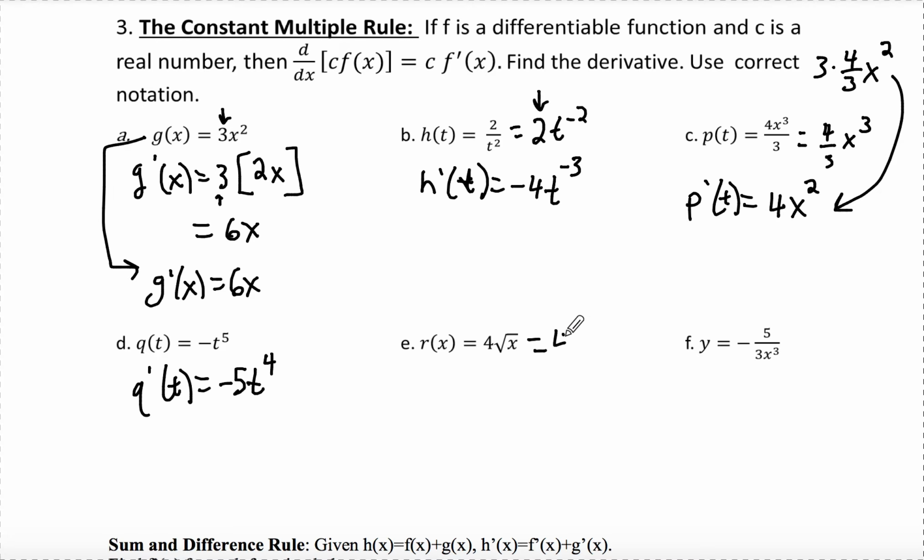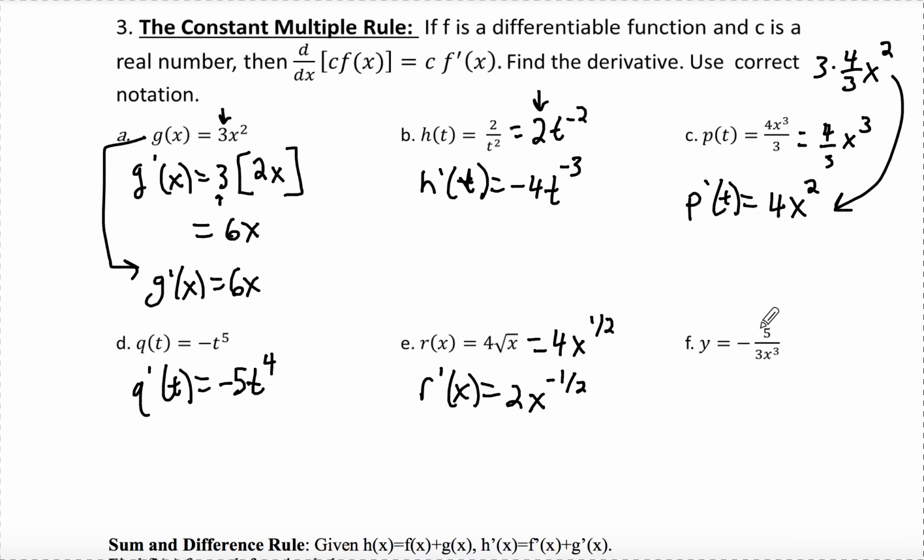4 square root of x, I've got to rewrite that, so that's 4x to the half power. So r prime of x, I'm going to bring down the exponent. 4 times half will give me 2. I'll keep the x. Now I subtract 1 from the exponent, which will make it negative half. There we go.